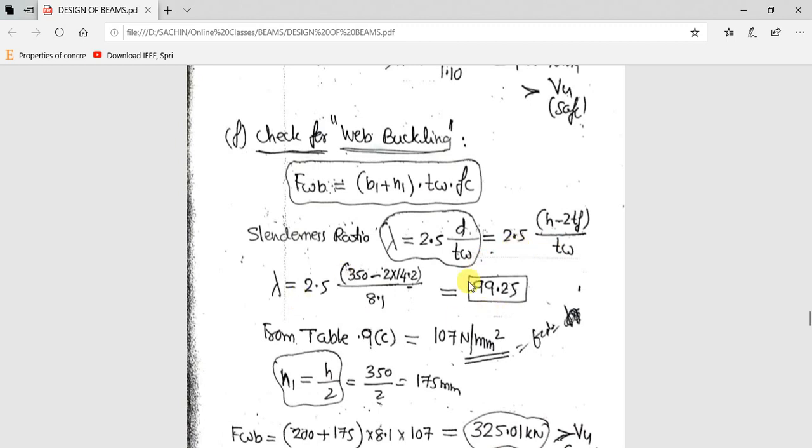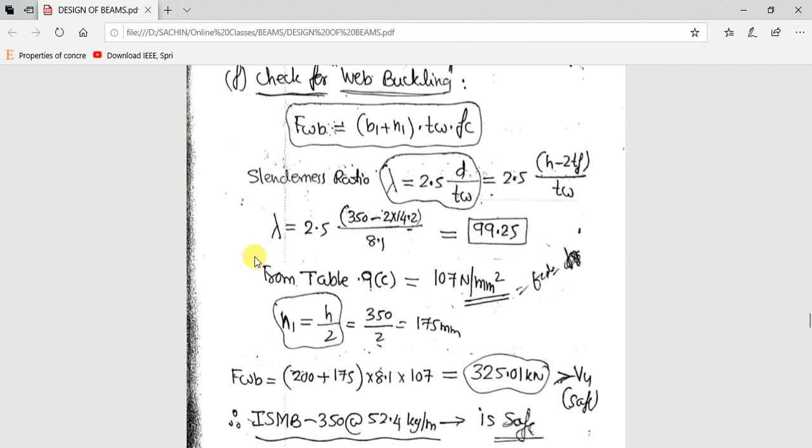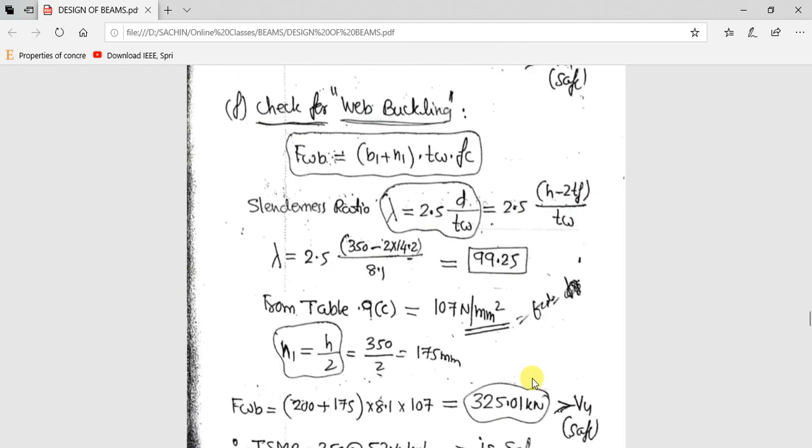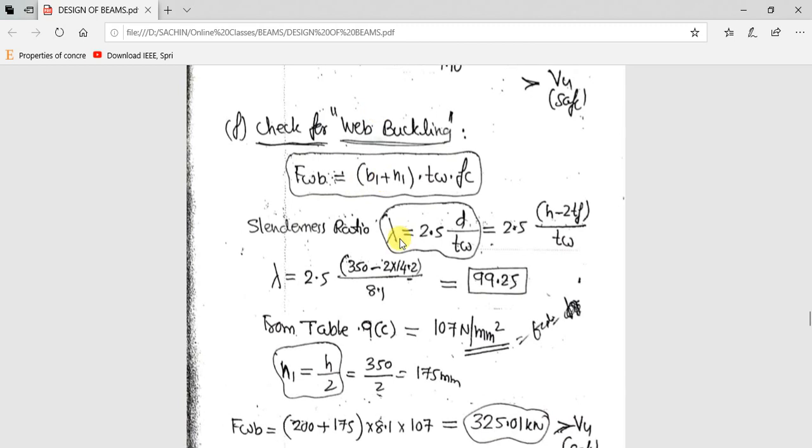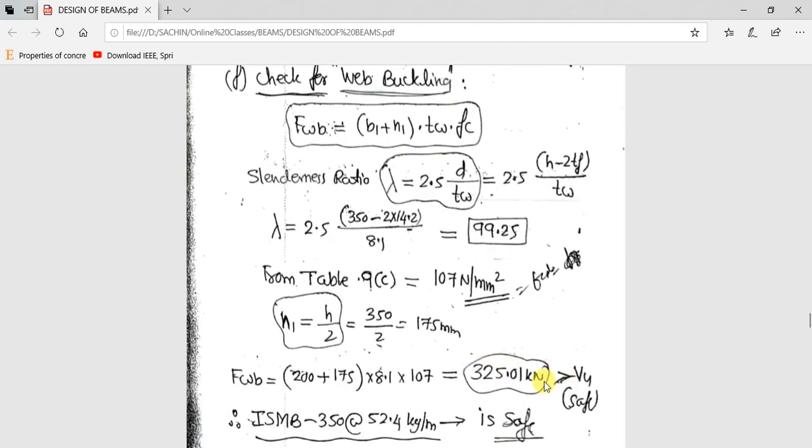So lambda you are getting 99.25, and if you refer to table 9C, for a lambda of 99.25 and for Fy 250, the FCD you are getting is 107 Newton per mm square. If we substitute this here, FCD will be 325.01 kilonewton. That means this value should be greater than the shear force. If a load of 325.01 kilonewton starts acting on the beam, the web portion starts buckling. That's the meaning of this. The shear force acting is very less compared to 325, so it is safe.